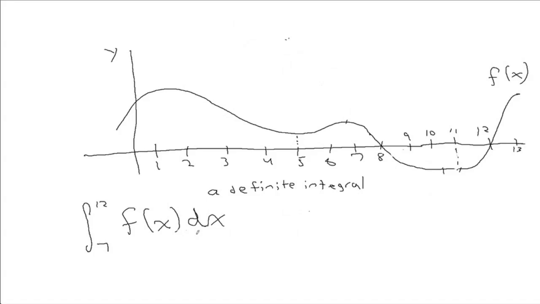Okay, so how would we interpret or calculate this? Let's see. So it's the negative area between 12 and 8, and then the positive area between 8 and 7. Now, I haven't put in any numbers here, but you can just eyeball this.